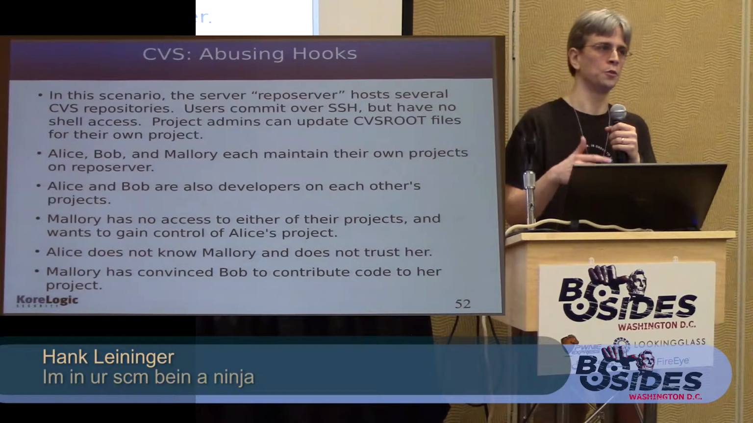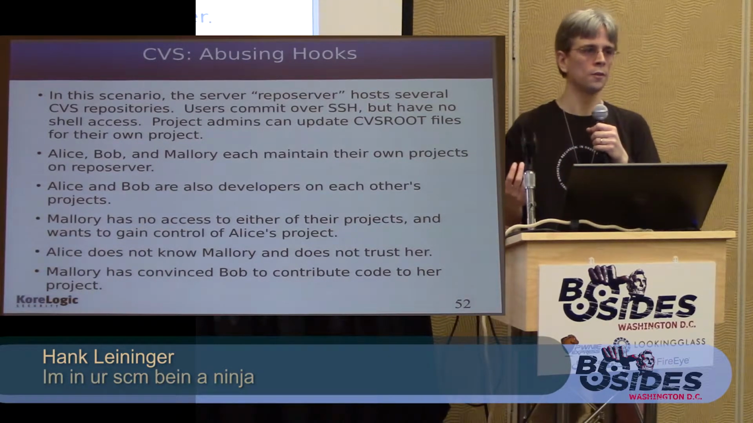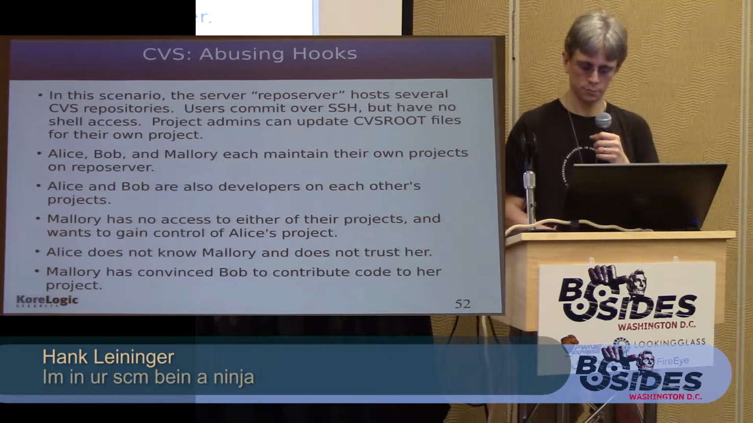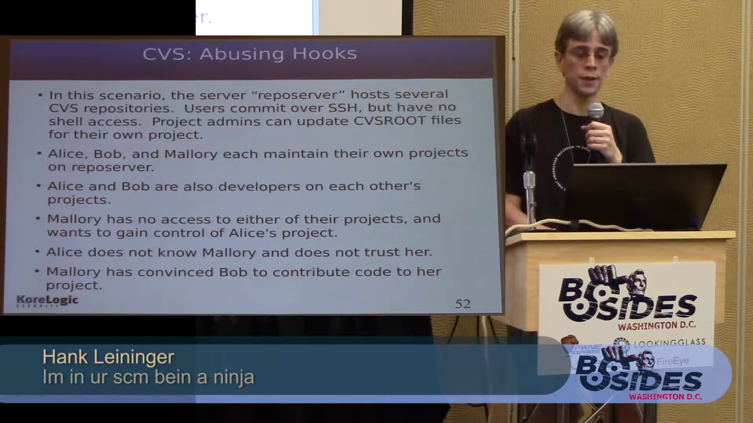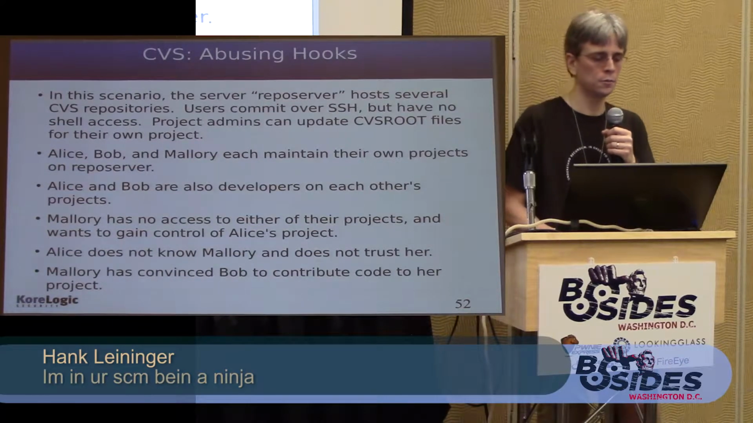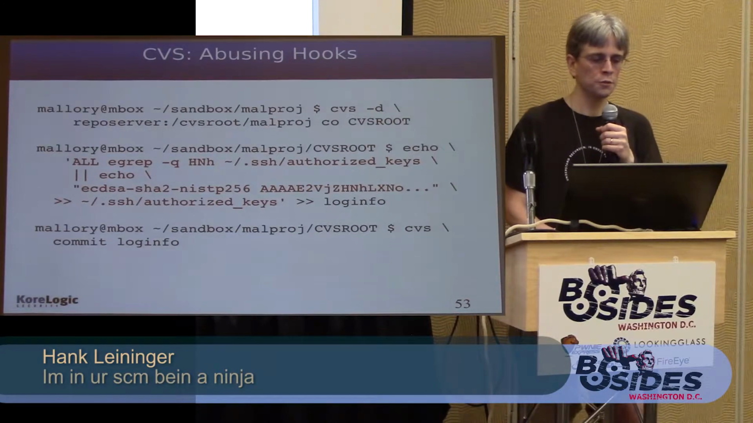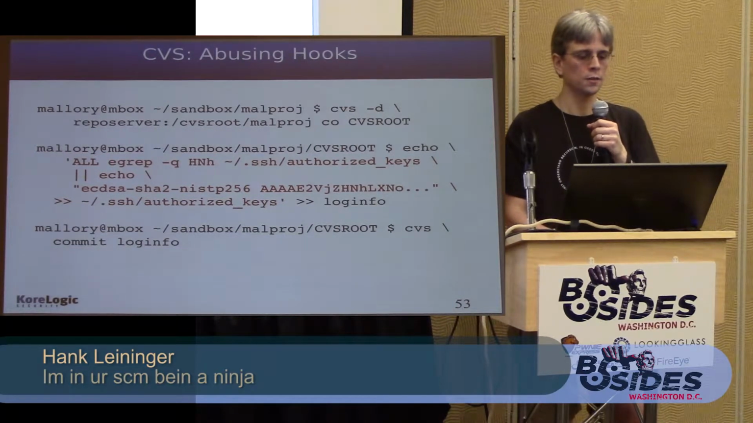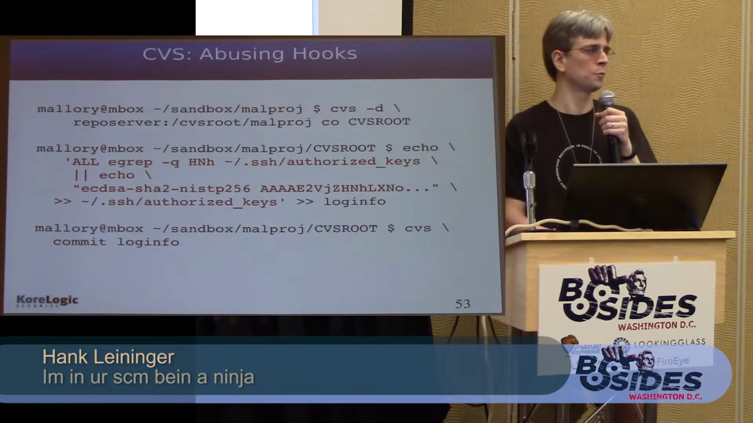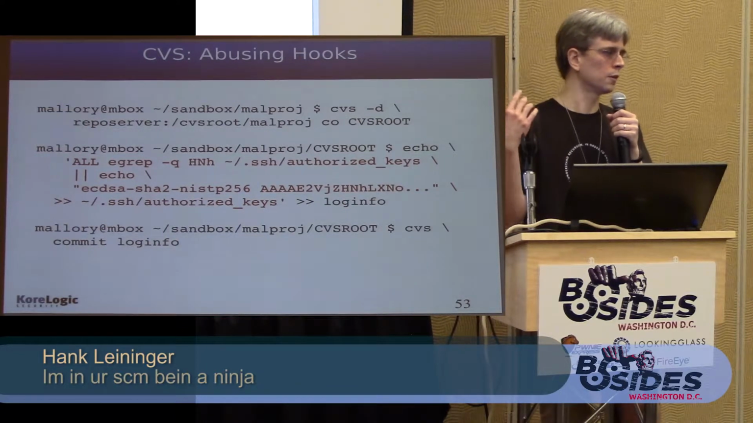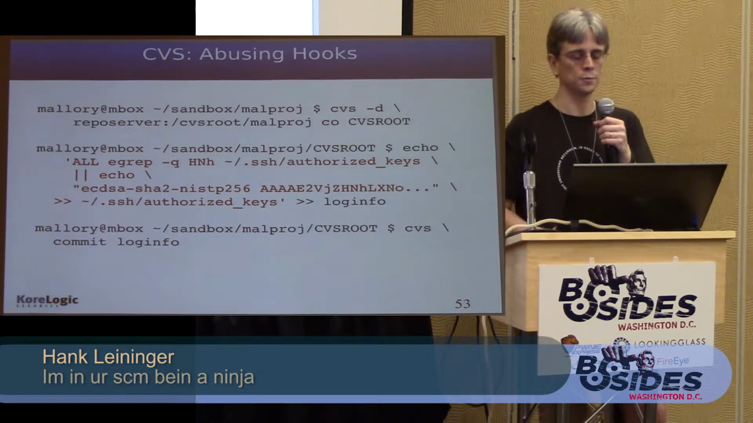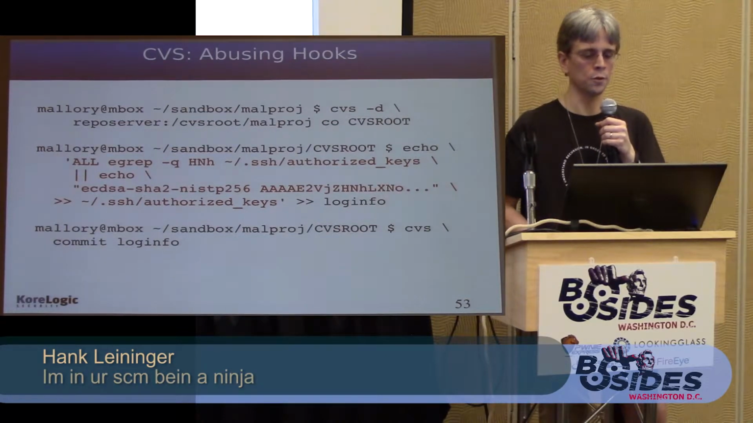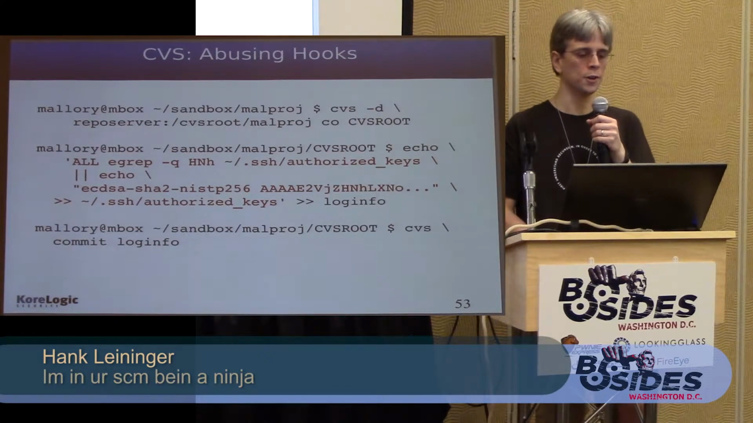Mallory entices Bob to make some changes to her repository. And Mallory is going to use that to gain access to Alice's repo, gain access, in fact, to Alice's account. So first, Mallory sets up for her own project a log info hook, which means every time somebody does a commit, this script is going to be executed on the server. The log info hook will be executed anytime anybody does a commit.